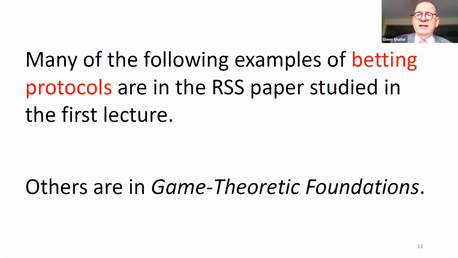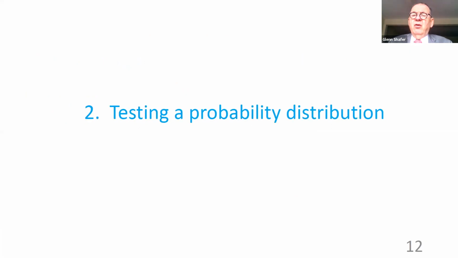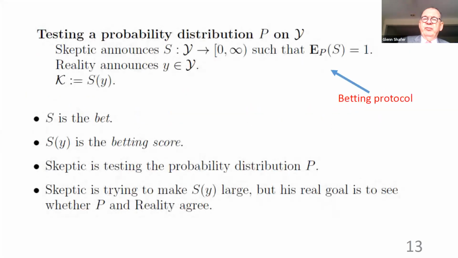Many of the examples I have here are in our books. Some of them are in the Royal Statistical Society paper that I talked about in the previous lecture. So first, a protocol for testing a probability distribution. Here is the protocol right here. This is just the name of it. So the protocol has 3 steps. It says that the skeptic, the name of the person who is doing the testing. We call the first person a skeptic because he's testing the probability distribution.